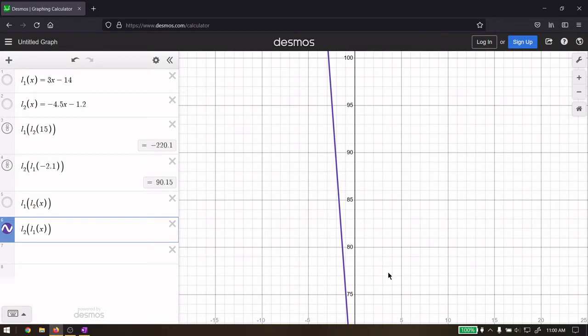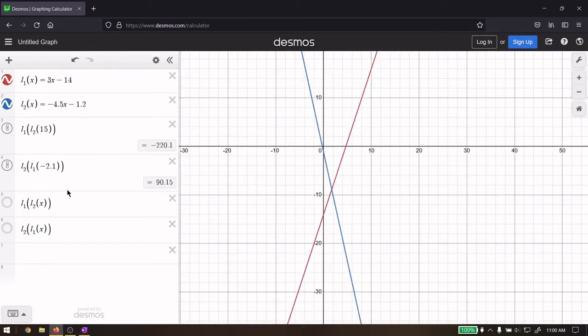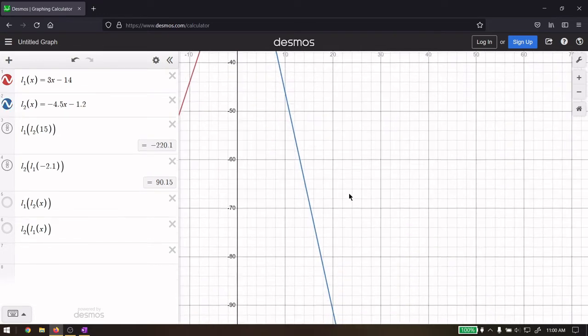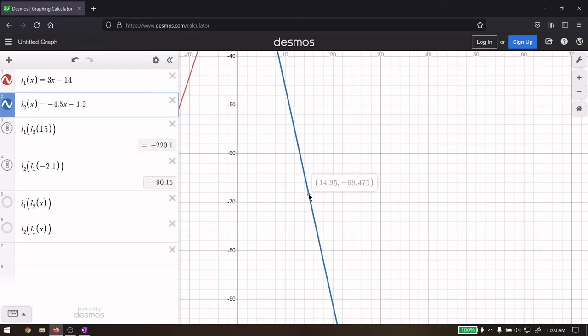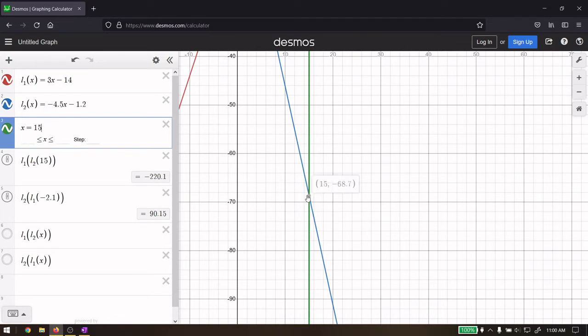There we go. Now, in addition to doing this, what you can do is look back at the original functions. So for this first one, we plugged 15 into L2 of x. Well, 15, that's the blue one. 15 is down here somewhere. You can do it like this, or you can just plug 15 in there by doing x equal to 15 and finding where it intersects. It intersects right there at negative 68.7.